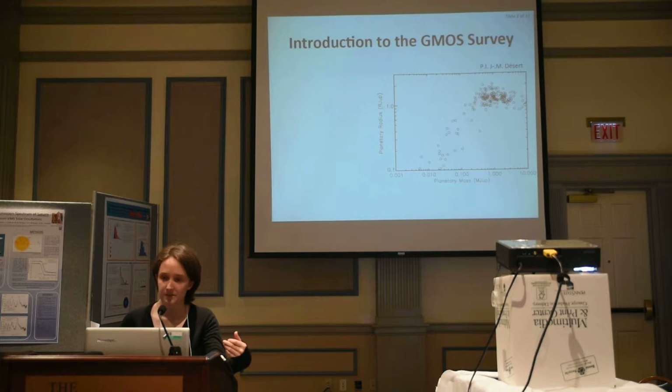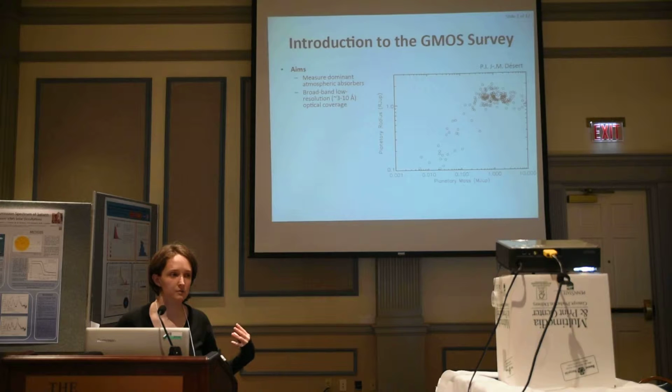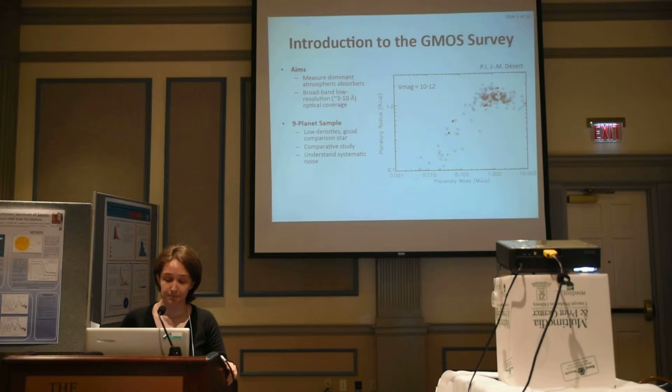So our aim is to measure the planet composition, which we do by measuring the dominant atmospheric absorbers in transmission, and we're aiming for low resolution coverage, so we can cover a large wavelength range and measure the dominant absorbers. We also want to sample across the mass radius diagram because we want to get some insight into the underlying physical properties and link them to the observed characteristics in the atmosphere.